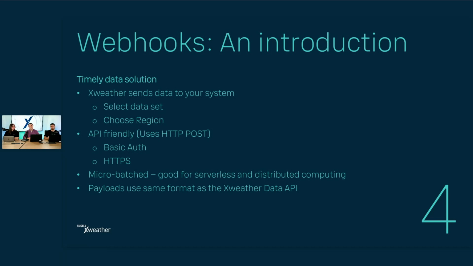So the payloads use actually the same data format as the Xweather data API. So there's not really that big of a change. It's just instead of having your application pull from our server, we'll just send that to you, and that's in that same format. It's all documented on our website. But it's that same format that you've been used to if you've been using the data sets on our API.